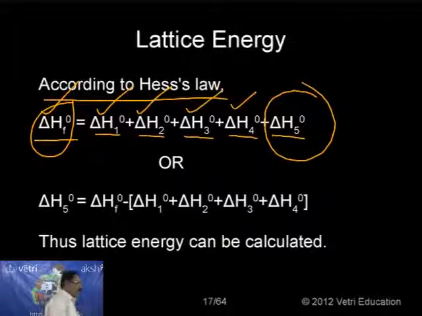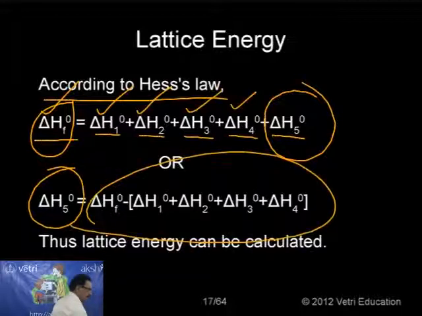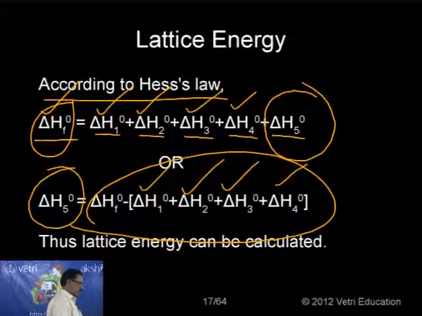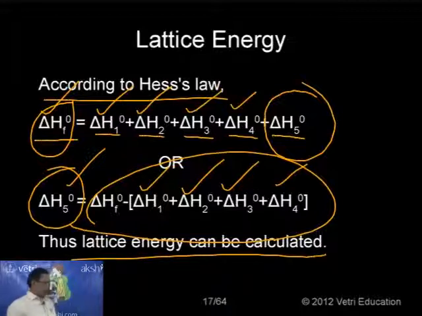So that we can determine with the help of the Born-Haber cycle. In what way? I will rewrite the equation. My aim is to get delta H5. What is delta H5 then? Delta H5 equals delta H of formation minus the square bracket of delta H1, delta H2, delta H3 and delta H4. If you subtract all these values from the delta H of formation, you will get the value of delta H5. That is nothing but lattice energy. So lattice energy we can calculate with the help of the Born-Haber cycle. This is the most interesting information. Can you follow? Problems will be asked based on this one.